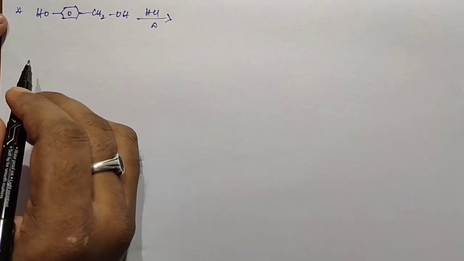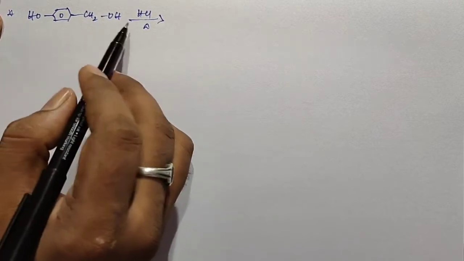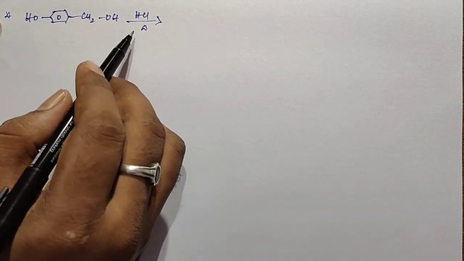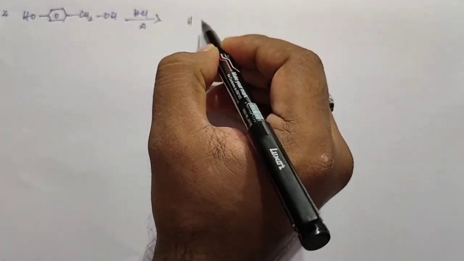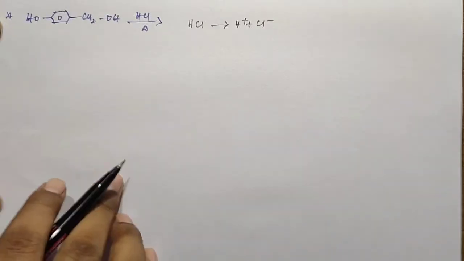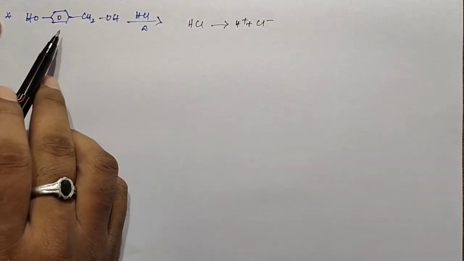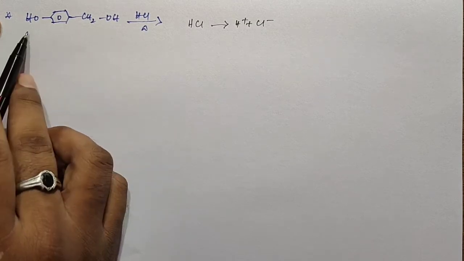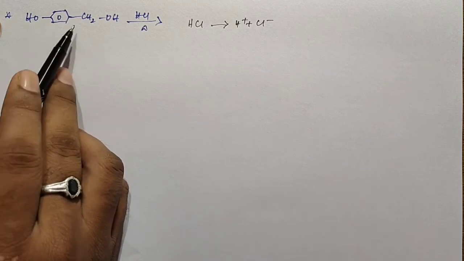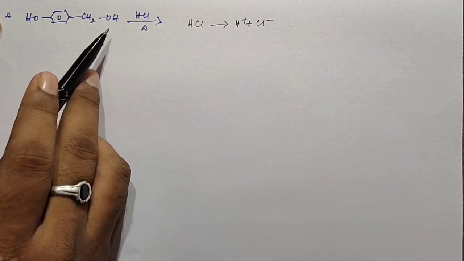Okay, students, this is the next incomplete or miscellaneous reaction. In this reaction, the given compound reacts with HCl, heating with HCl. Here HCl is present in the form of H plus and Cl minus. So the chloride ion attacks any one of the OH positions. Chloride is a nucleophile and OH is also a nucleophile, so any one of the OH groups can be replaced by the chloride ion.